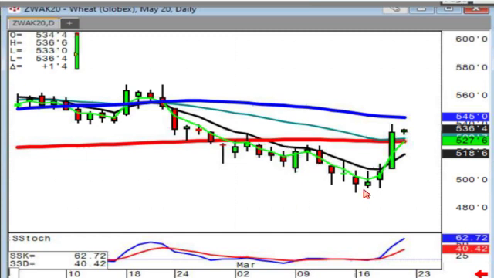This is wheat today. And I missed it because I was expecting a big reversal.